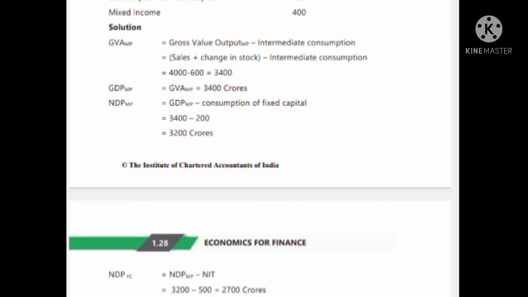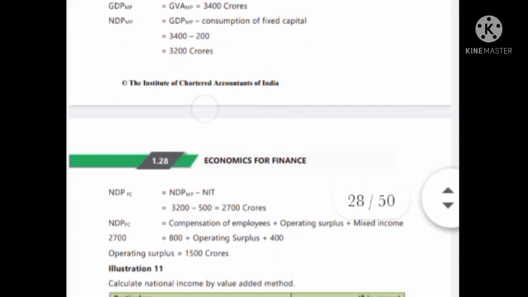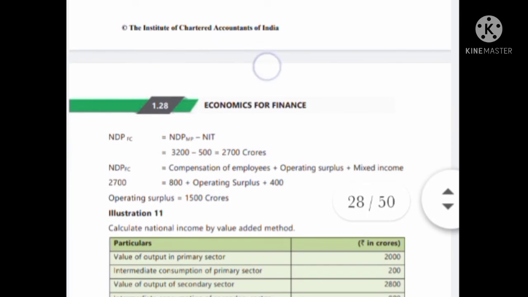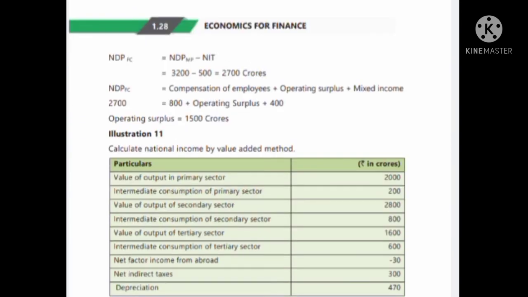NDP at factor cost is equal to compensation of employees plus operating surplus plus mixed income. So substitute all the things except operating surplus. NDP at factor cost is 2,700, compensation of employees is 800 and mixed income is 400, which are given in the question. You will be left only with operating surplus. If you add 800 and 400, you get 1,200, and if you move 1,200 to the left hand side, you have to subtract 1,200 from 2,700. You will get 1,500 as your operating surplus.